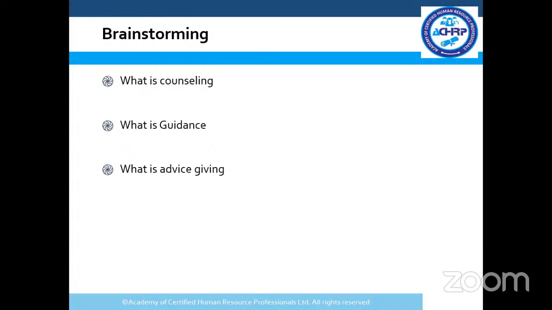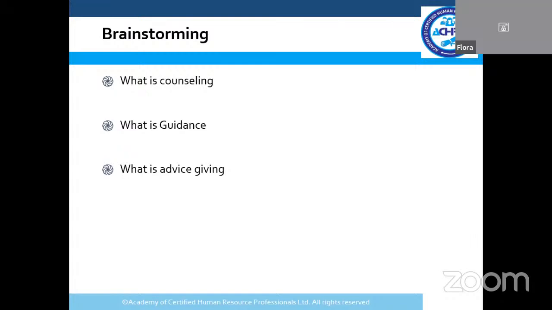And Caroline had said offering guidance is based on own views and opinion. Now let Caroline tell us, is there a difference between guidance and advice giving? Okay. What I can say, because of time, and this is where someone said that there's a thin line for you to know what is guidance, what is counseling.